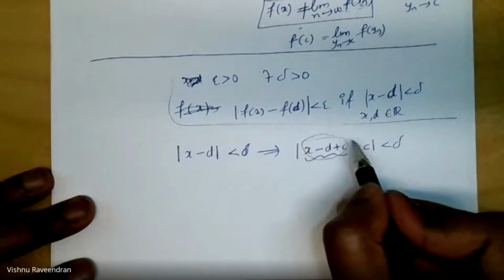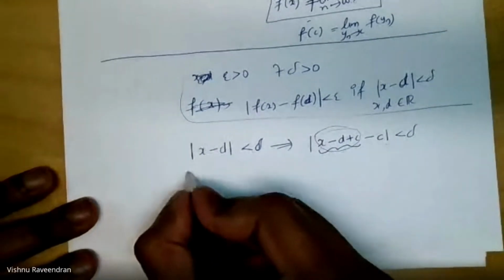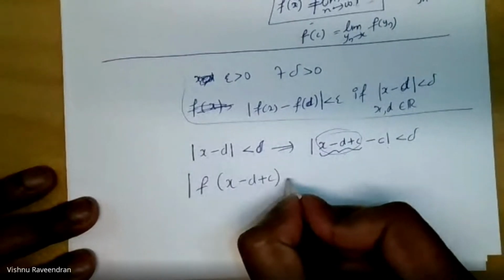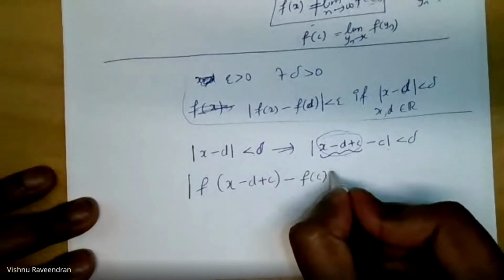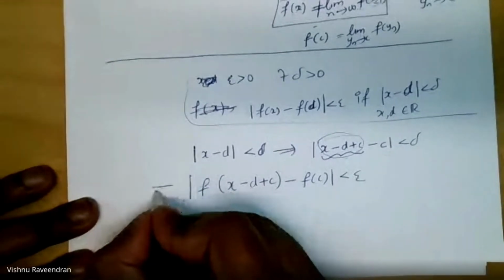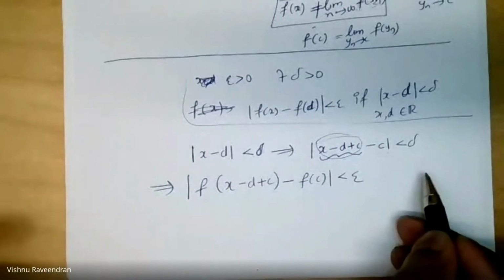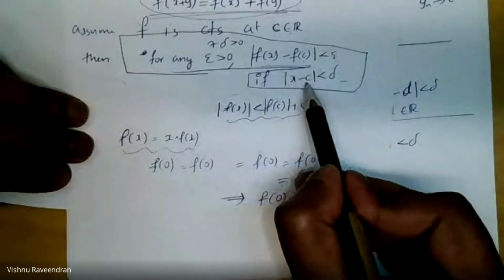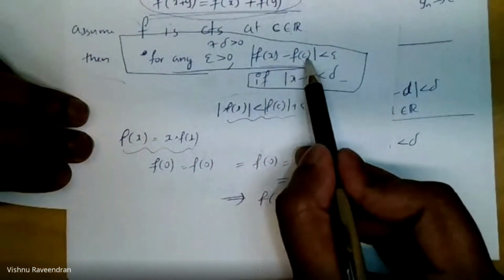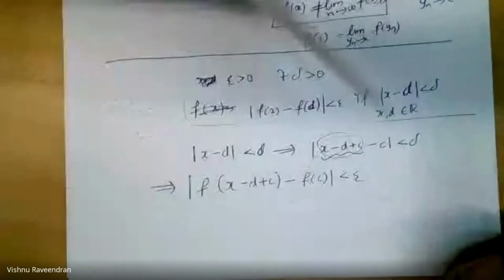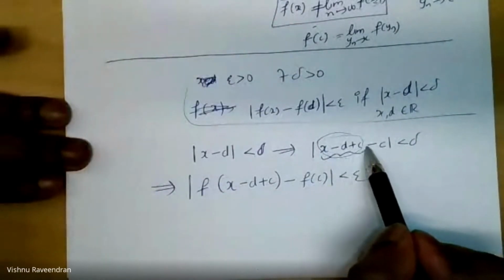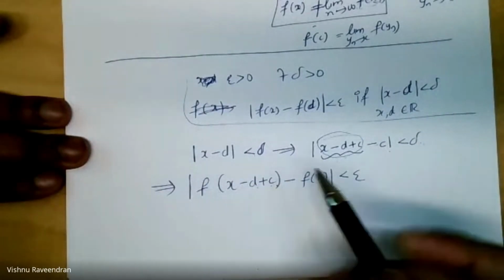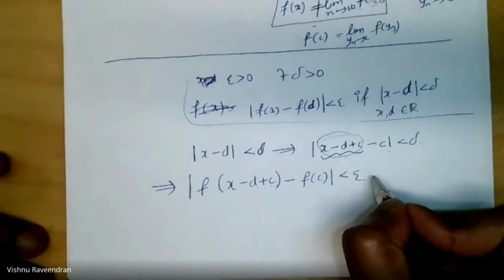So now what I'm saying is that if this is less than delta, then |f(x - d + c) - f(c)| < epsilon, right? By our assumption that f is continuous at a point c. So if |x - c| < delta, then |f(x) - f(c)| < epsilon. So |x - d + c - c| < delta, so |f(x - d + c) - f(c)| < epsilon.